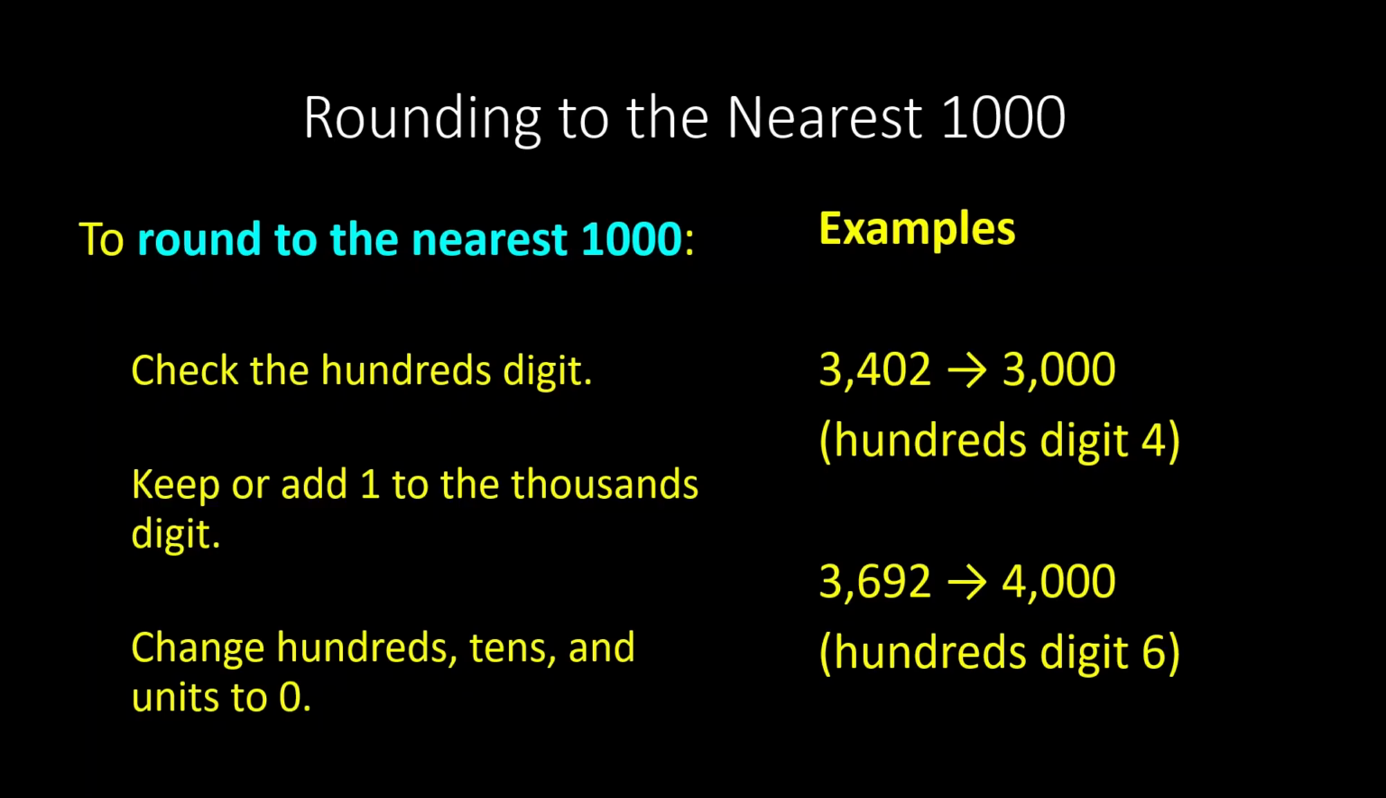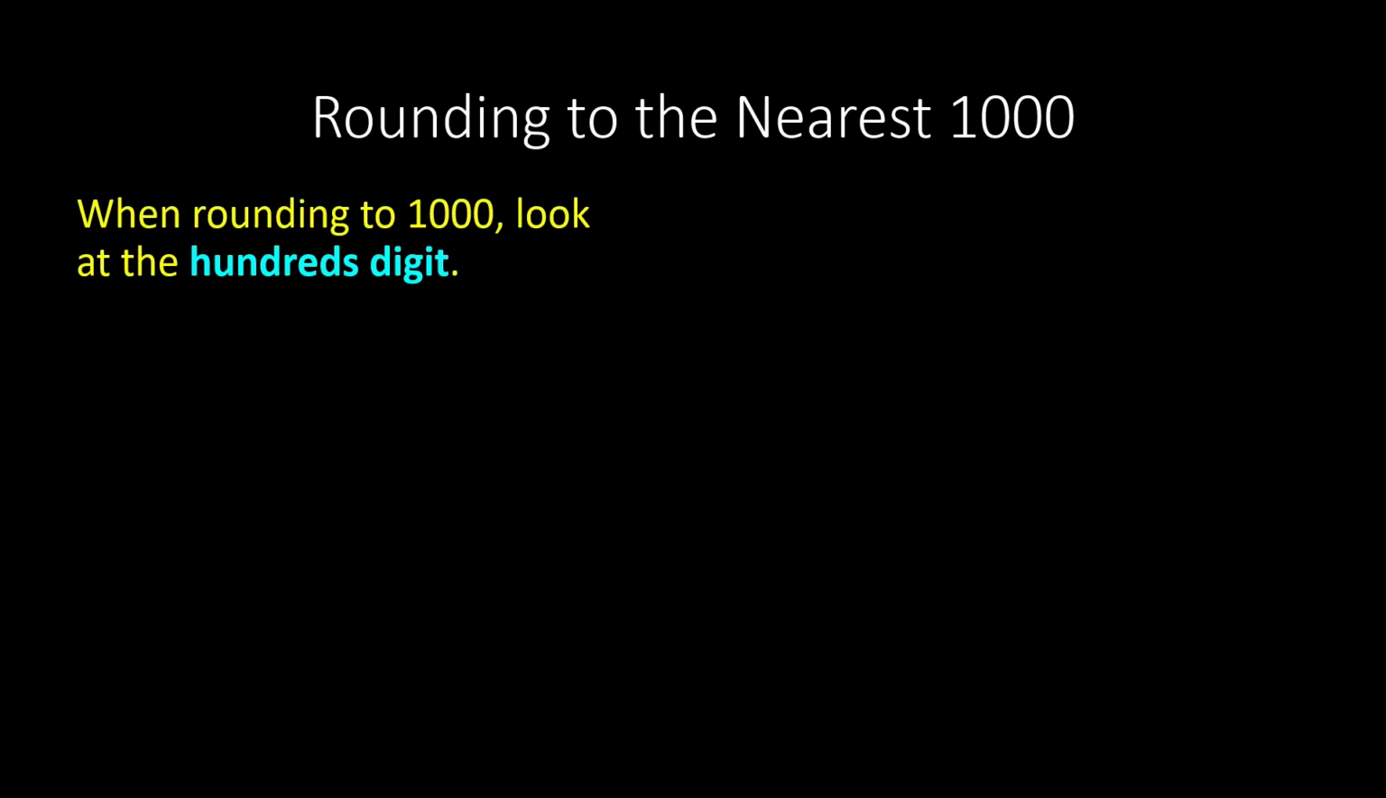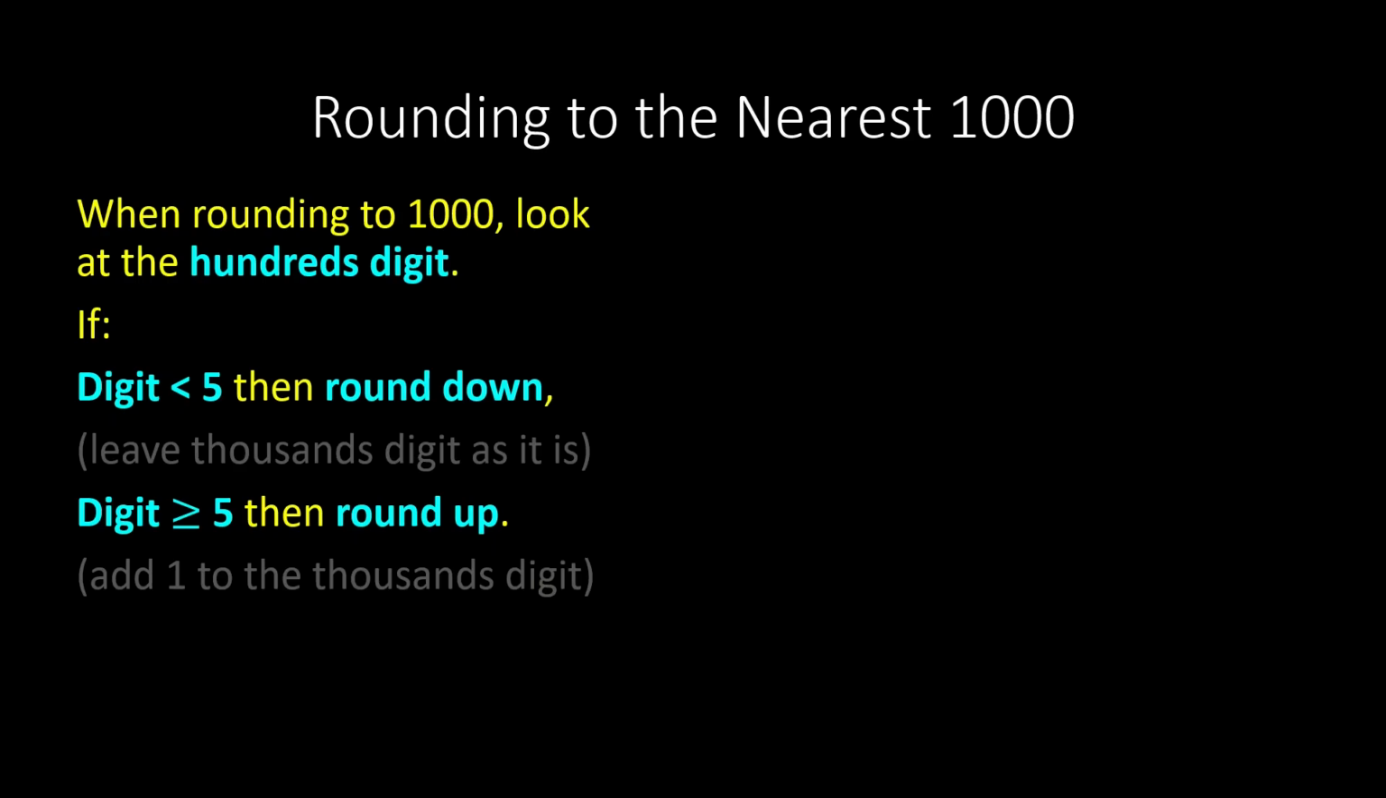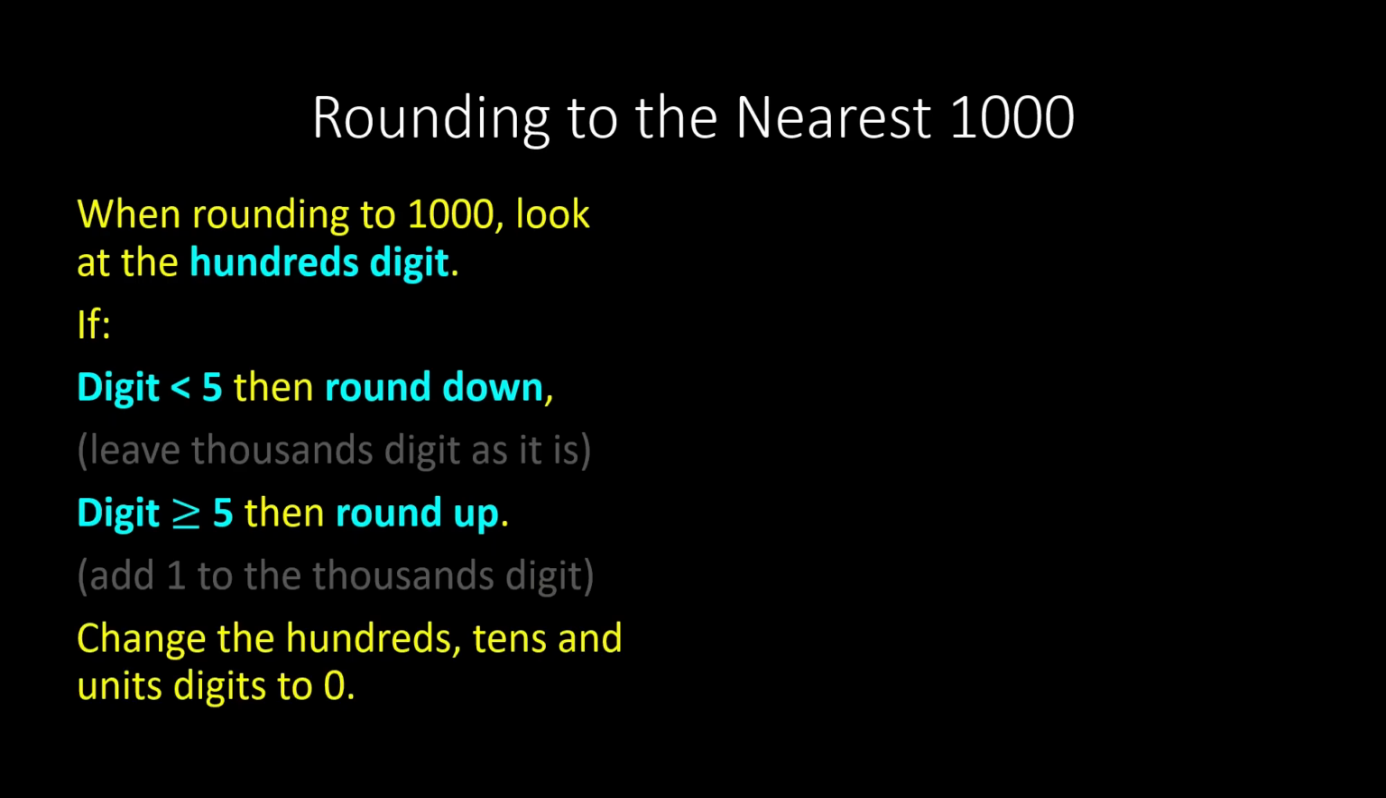Now let's round to the nearest thousand. When rounding to 1,000 or the nearest thousand, look at the hundreds digit. If the hundreds digit is less than 5, then round down. In other words, leave the thousands digit as it is. If the hundreds digit is greater than or equal to 5, then round up. In other words, add 1 to the thousands digit. And then we change the hundreds, tens, and units digits to 0. Let's take a look at some examples.